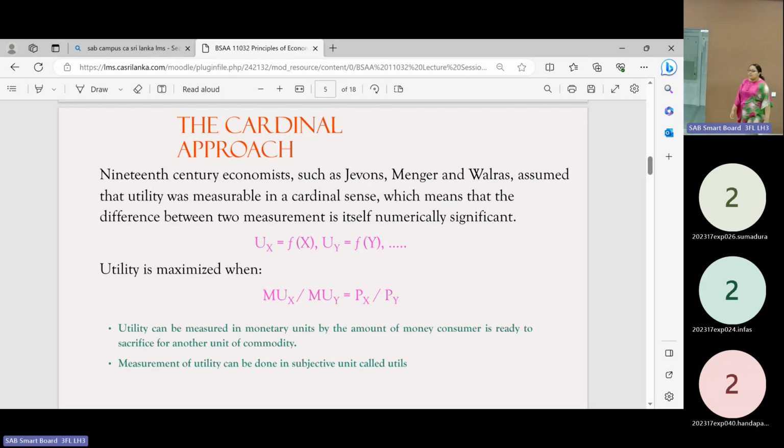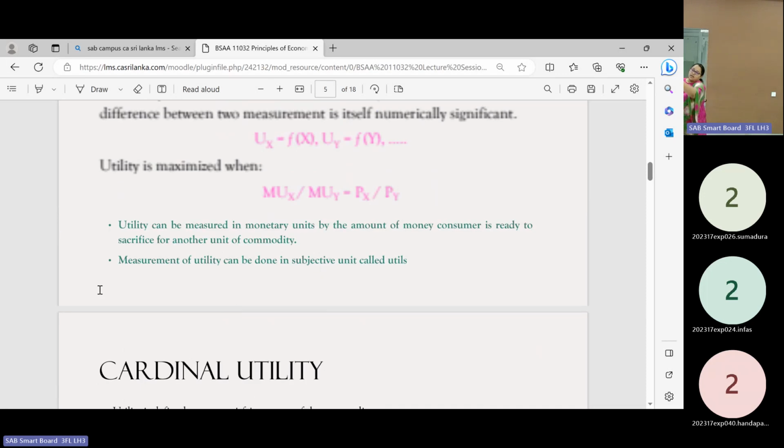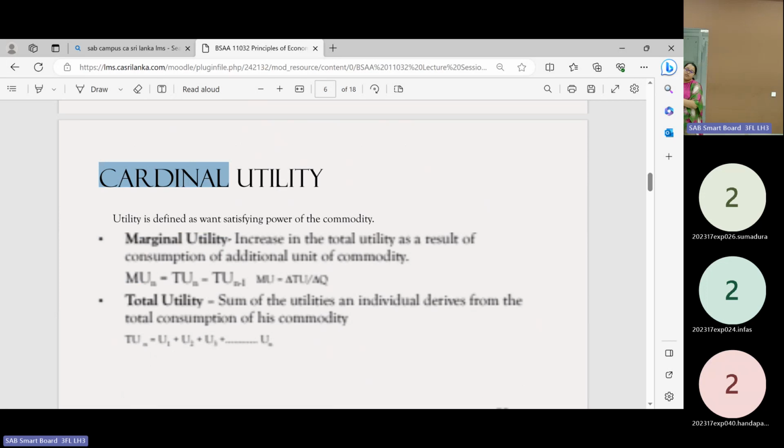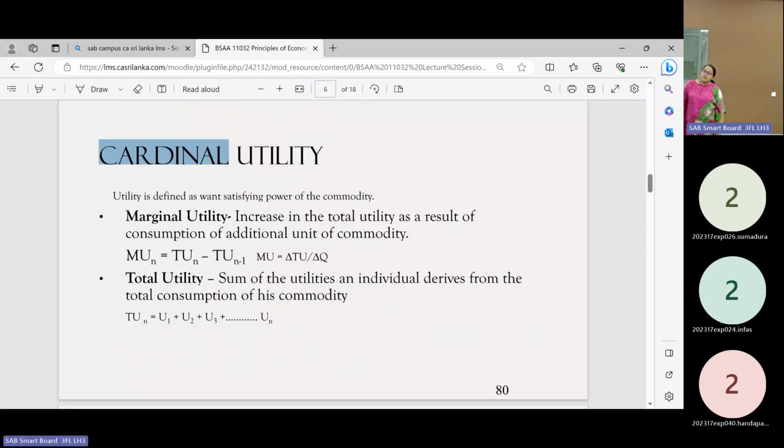So that is the cardinal utility approach. Don't worry about these equations. We're going to do this equation when we do the tutorial. We're going to make use of it. I told you we have two concepts, marginal utility and total utility. Total utility is the sum of all the utils that we get by consuming a particular product.